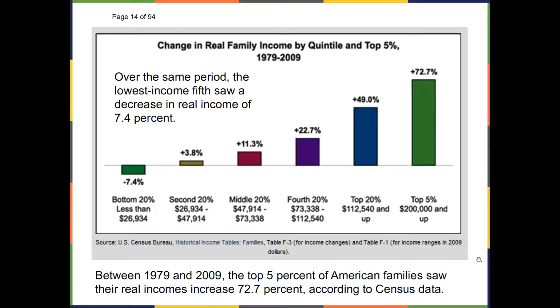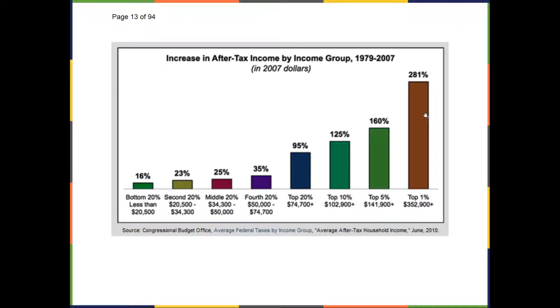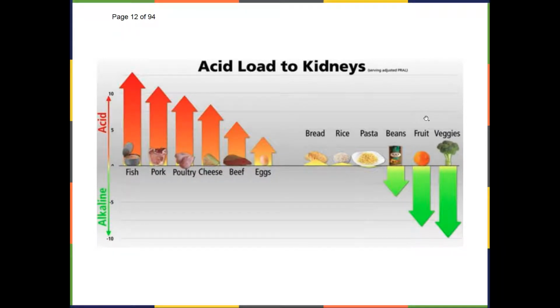How can I see that? Because that bar chart, that bar is higher. Over here, those who earned the most were able to reduce their taxes the most. Basically, they had the highest increase in after-tax income.